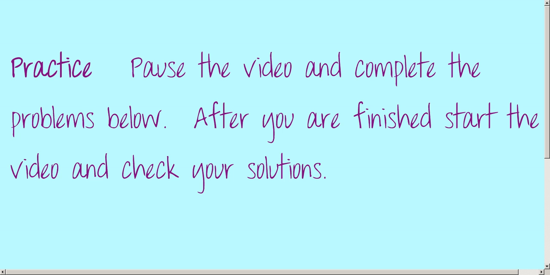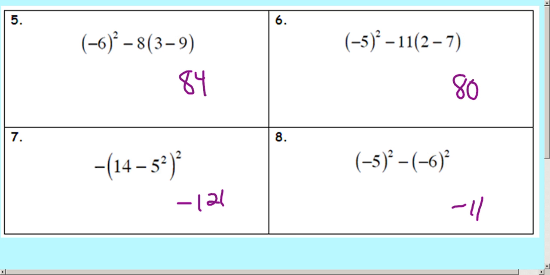Now that the video has been on pause, I'm going to bring up the answers. You go ahead and check your answers with what I have up here. Number 5, I got 84. 6 is 80. 7 is negative 121. And 8 is negative 11. Okay? Instead of me trying to explain and work out these here in this video, what I want you to do is circle the ones that you missed and bring those to class tomorrow, and we can go over those, okay, along with any other questions that you have.